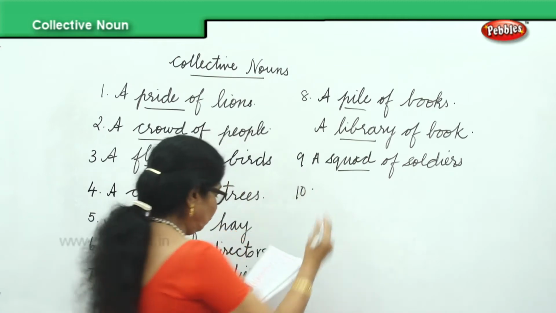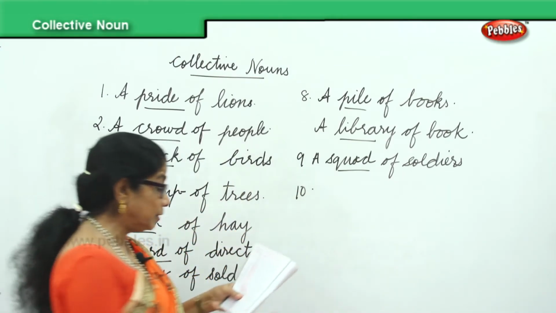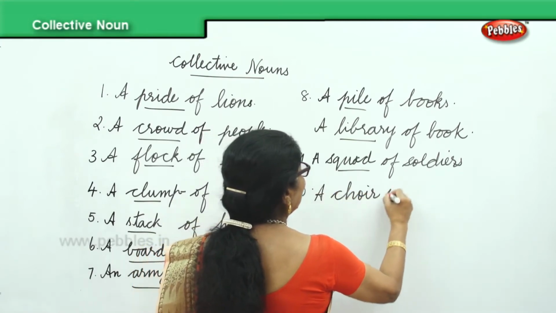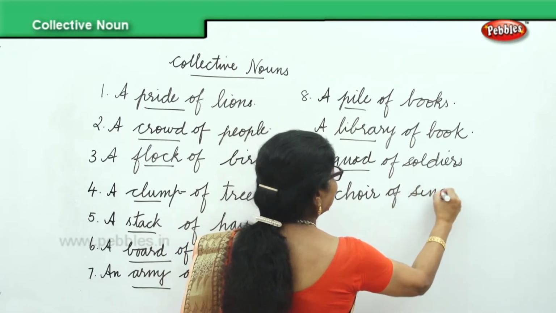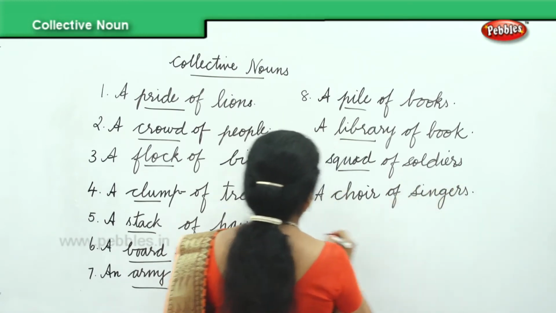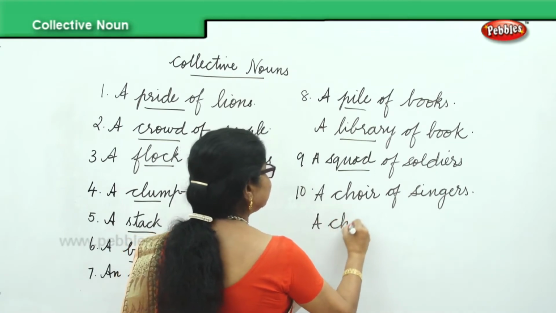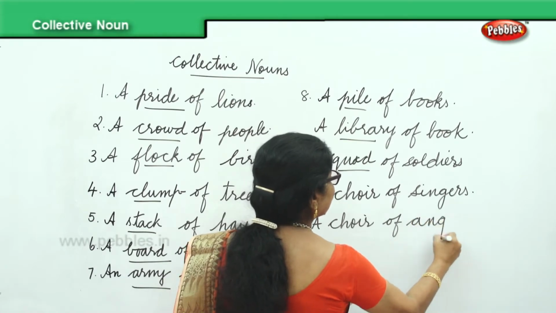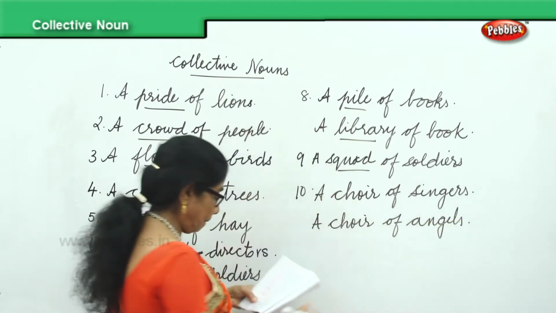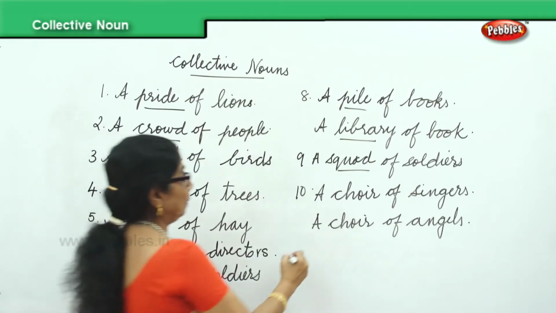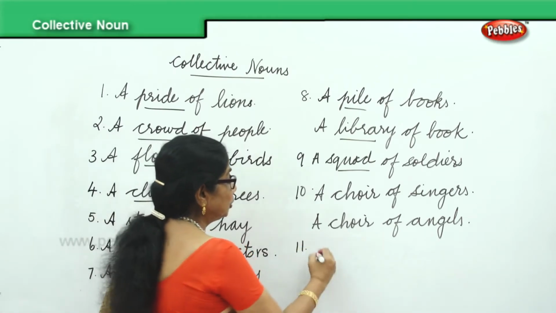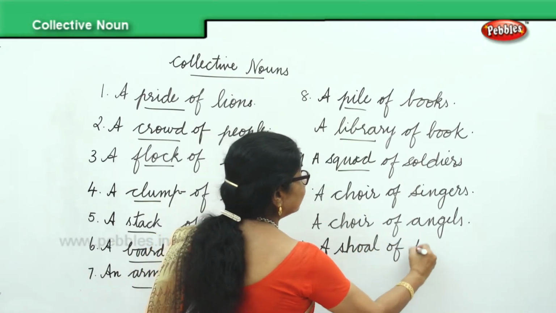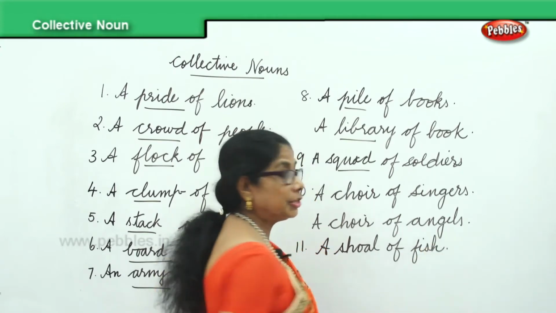Then we can say a choir of singers. Can also say a choir of angels. Then you can say a shoal of fish. Fish, fishes, all same.